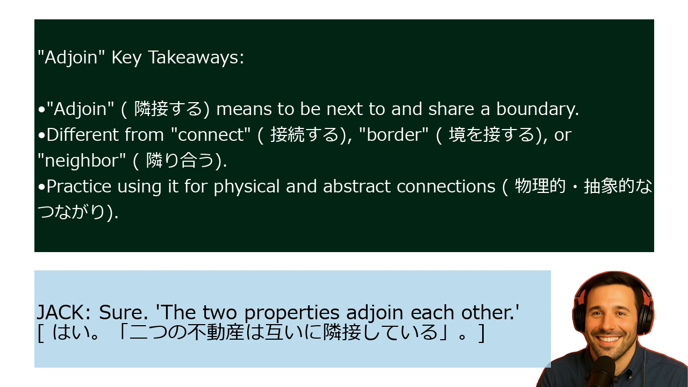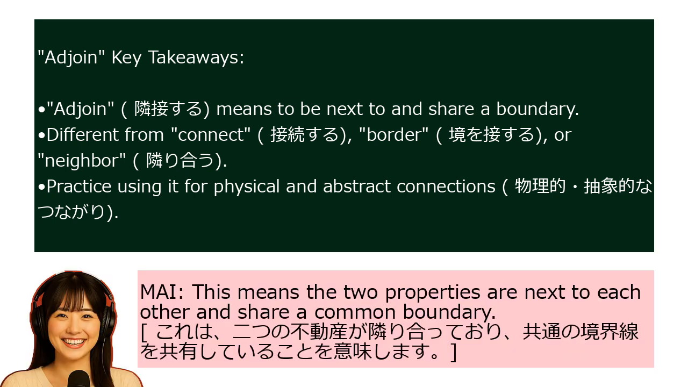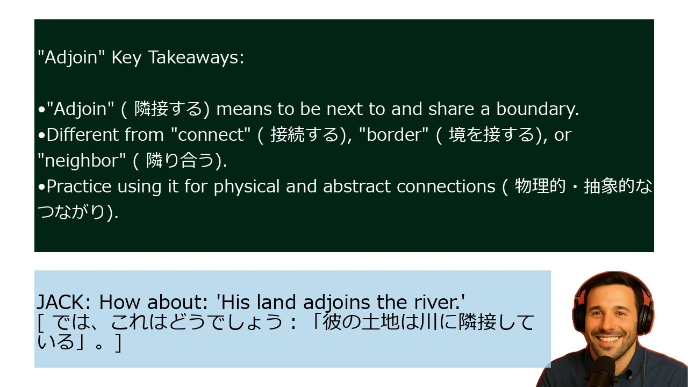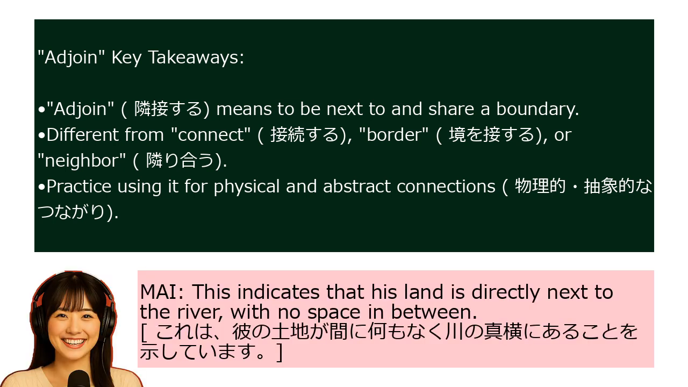Sure. The two properties adjoin each other. This means the two properties are next to each other and share a common boundary. How about, his land adjoins the river? This indicates that his land is directly next to the river, with no space in between.